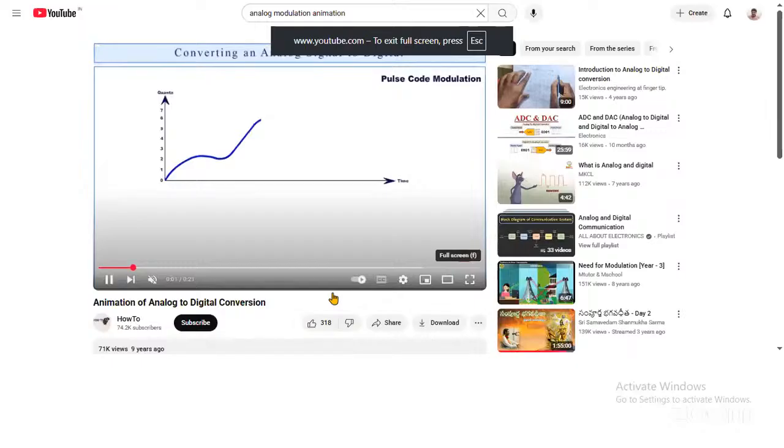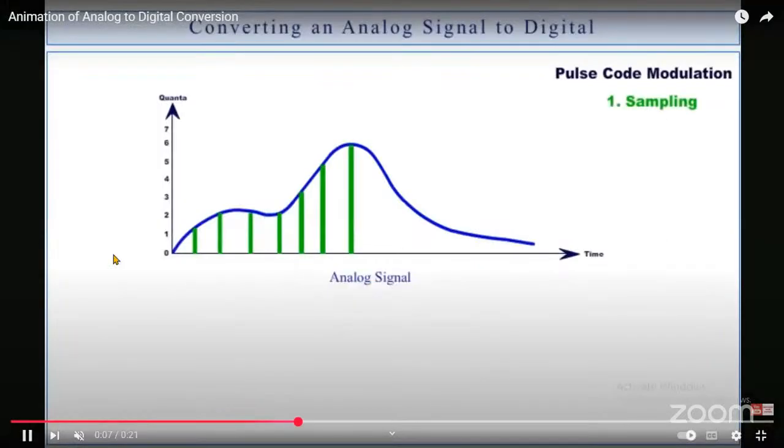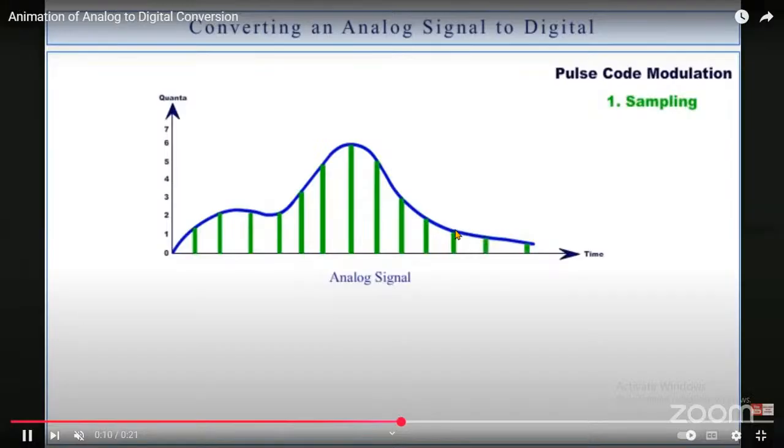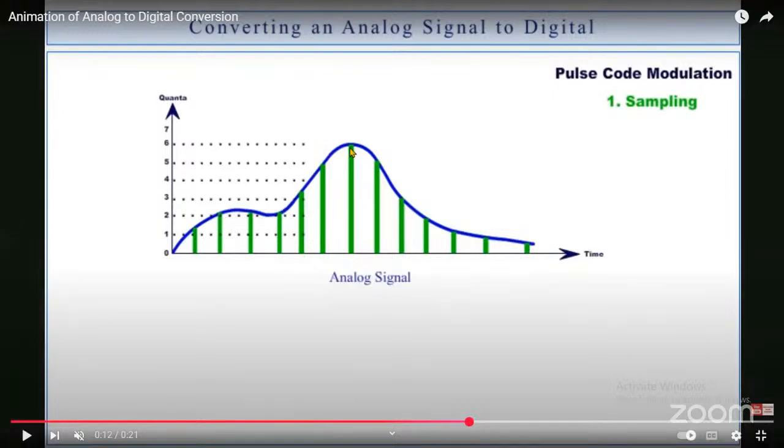Suppose you have an analog signal like this. First, this green line shows the sampling. We have to take the samples of the continuous signal, at particular points only. So if we remove this blue line, we have only these green lines, which are the instantaneous values of the analog signal given by the blue line, and we are representing these instantaneous values at discrete intervals of time. So this is called a discrete signal.